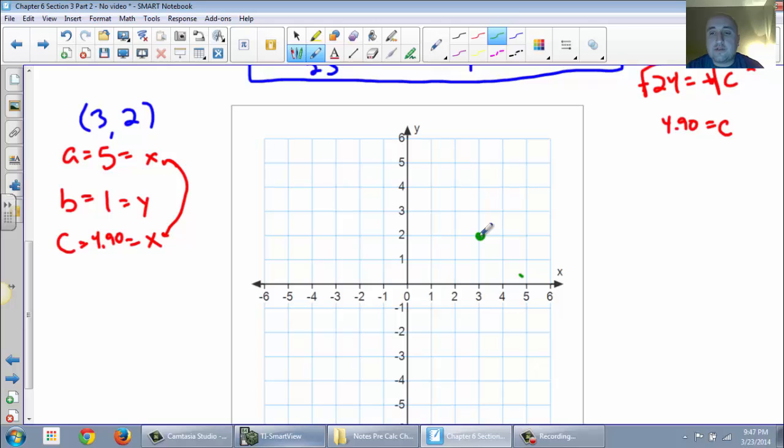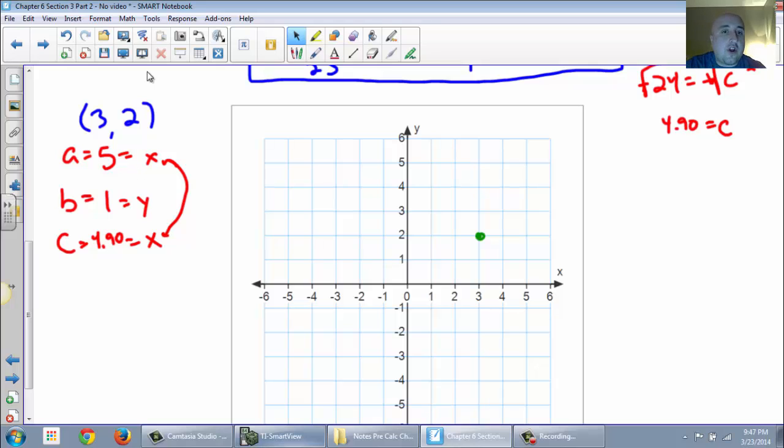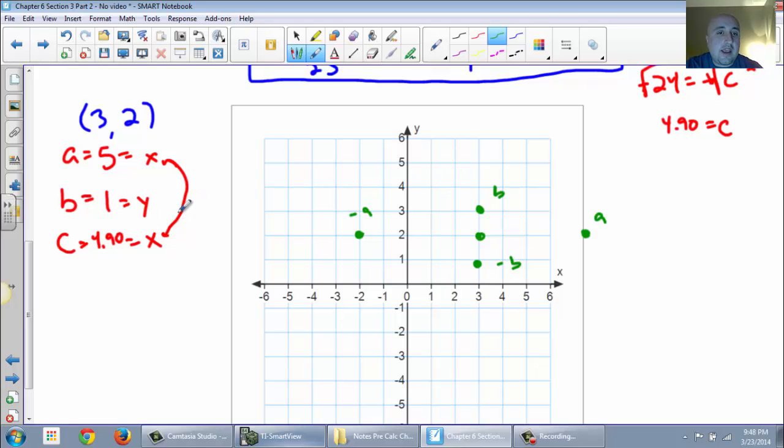That's 3 to the right, 2 up. Our a value is 5, and that's on the x-axis. So I'm going to go 5 to the right, 1, 2, 3, 4. That's a problem. Let's just say it's right here. So there's our positive a, and we need to go 5 to the left. And there's our negative a. Our b is on the y, and it's 1, so I'm going to go up 1, and there's our b, and down 1. There's our negative b. And our c is 4.90, and it's on the x. This was 5, so these are actually really close to each other.